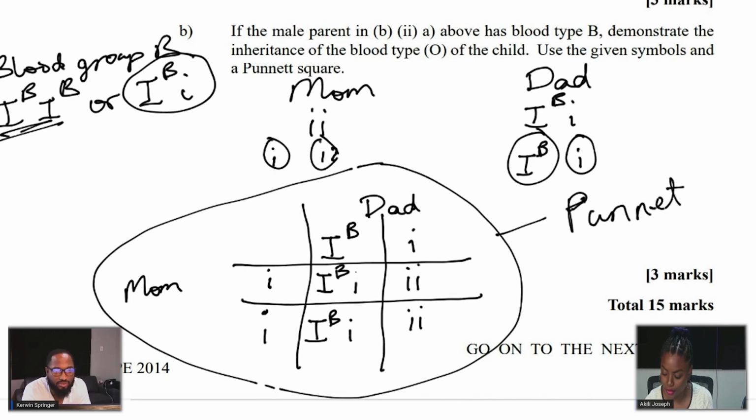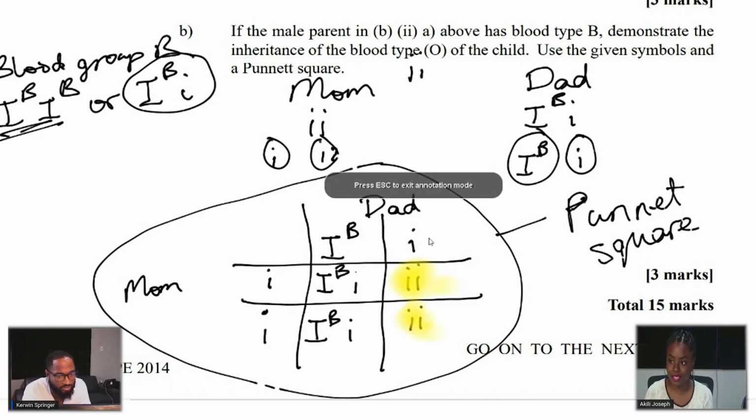And we use the symbols that they gave us. And remember, the child is blood type O. That means the child has to be ii. So the only possibility that this mom and this dad can make a child that is blood type O is if this combination happened: if daddy was this genotype here, and he gave his small i to match with mommy's small i. A 50% chance? Yes.